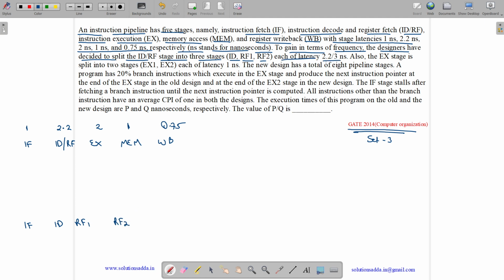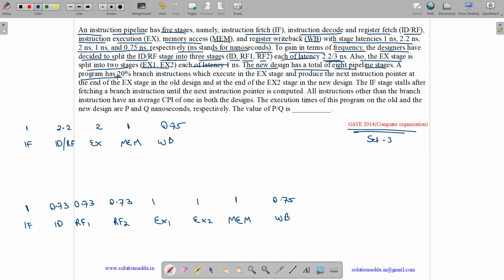Each has a latency of 2.2 divided by 3, which comes out to be 0.73. So this is 0.73, this is 0.73 and this is 0.73 nanoseconds. Also the EX stage is split into 2 stages, EX1 and EX2, each of latency 1 nanosecond. The new design has a total of 8 pipeline stages: 1, 2, 3, 4, 5, 6, and then we have the MEM and WB stages of 1 and 0.75 nanoseconds, and IF is 1 nanosecond.